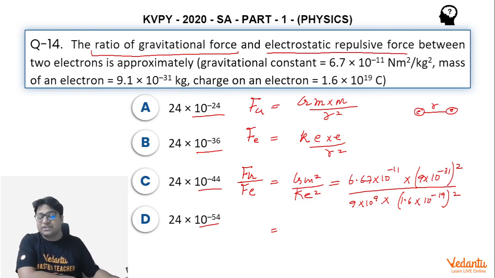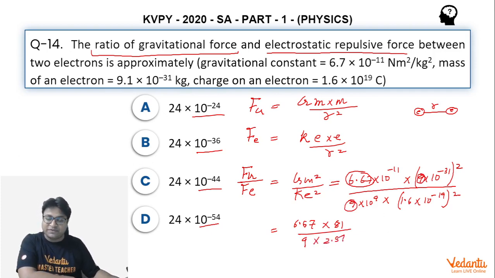So let's first pay attention to the numbers which are different from 10 raised to power something. That would be 6.67. Let me write it here. Then we will have 9 square, so that's 81. So I've taken care of this. Then in the denominator we will have a 9, so I've taken care of this. And then there would be a 1.6 square, so that's I think 2.56. Okay, everything else is power of 10.